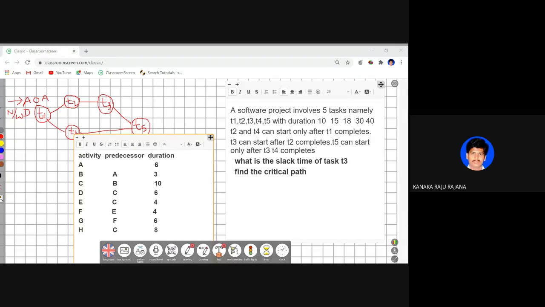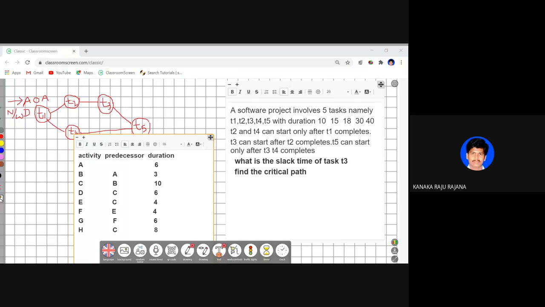Backward pass, T3 slack is 12. Some of the students got 12. Okay, we'll cross check it. I need an answer from all of you. After knowing the answers only, I will reveal the answer.